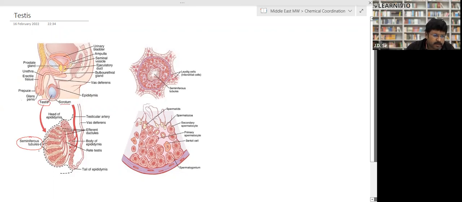Testis have a network of convoluted tubules called seminiferous tubules, where sperm formation actually takes place. And this is the TS of seminiferous tubules. In between the seminiferous tubules, there are interstitial cells, or these are called Leydig cells. Interstitial cells or Leydig cells are responsible for secretion of androgens.